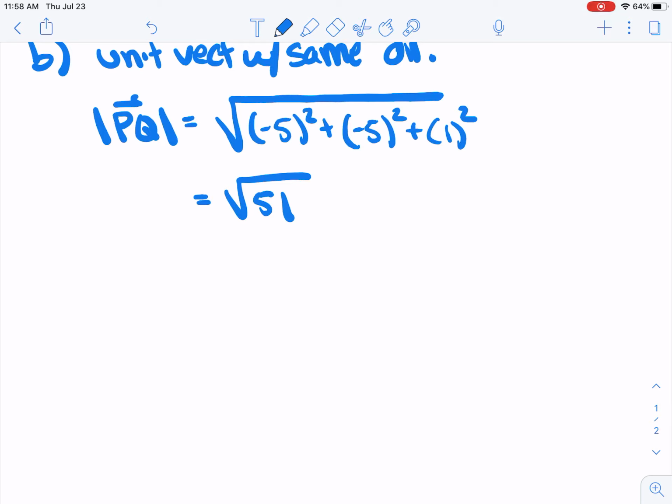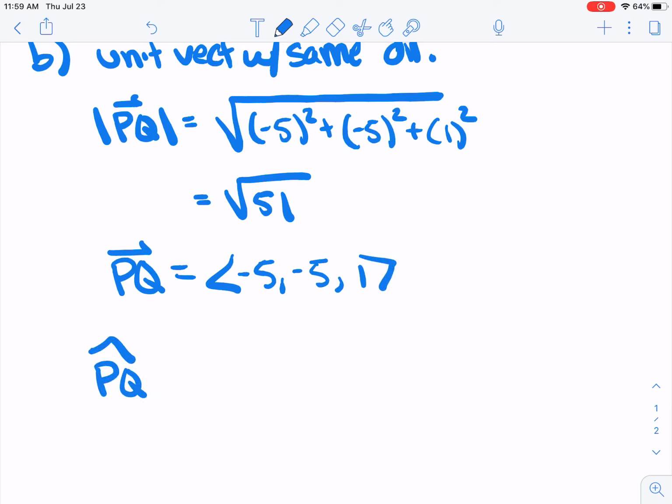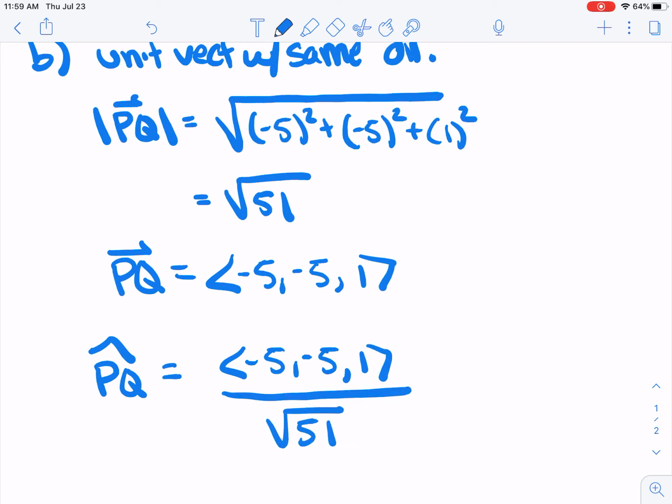So if we take our current PQ, which is minus 5, 1, and if we divide by its length, divide by that square root of 51, then we have the unit vector. That's what the hat notation is, that this is a unit vector. So what have we done? We haven't changed the direction of this vector at all. It's still minus 5, 1.